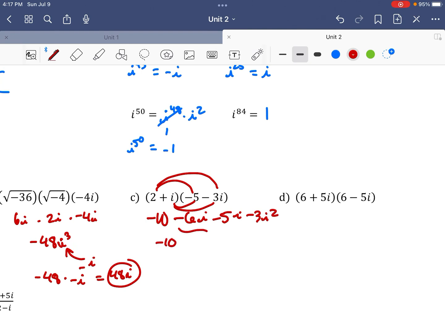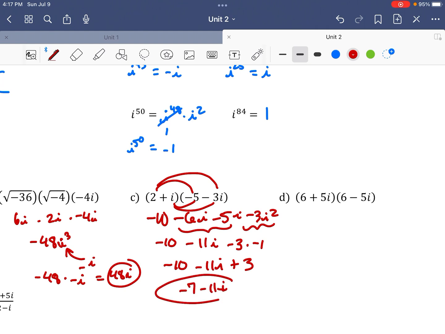So let's clean this up. We got negative 10. These can go together and be negative 11i. Now this one here, I got negative 3 times i squared is negative 1. So I really have negative 10 minus 11i plus 3. So I have negative 7 minus 11i when all is said and done.